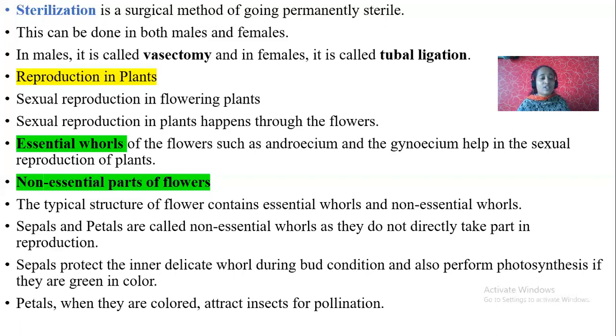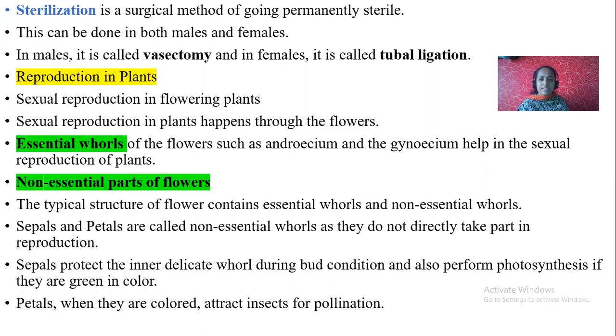What is the function of sepal then? Green leaf-like structures are called sepals. Though they do not participate in sexual reproduction, sepals protect the inner delicate whorls during bud condition. You might have seen in flowers, when it is in bud state, the bud is covered with a leaf. So it just gives protection to the bud. Which one? Sepals. And they also perform photosynthesis, since they are green in color. Sepals protect the inner delicate whorls during bud formation. This I told you already.